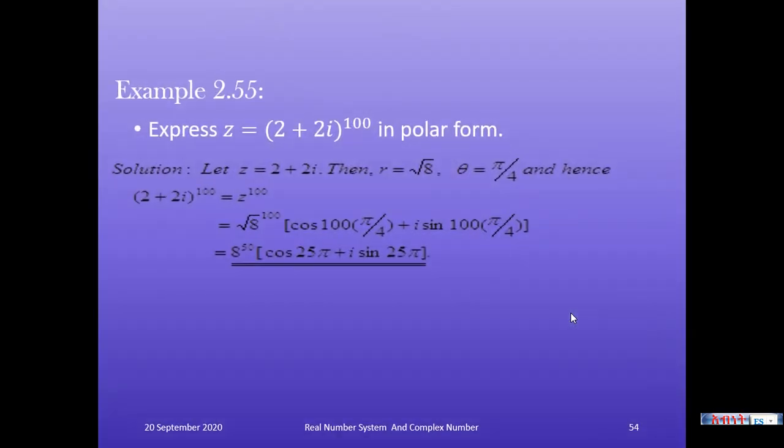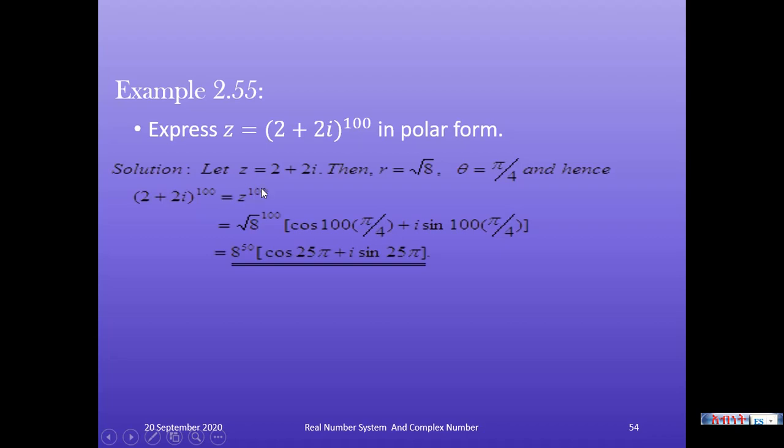For example, express in polar form. Now let us say z is this. R is the square root of 2 squared plus like that, and finally we get this. Then we have to find theta. Theta is equal to 2 over 2, so it's pi over 4.